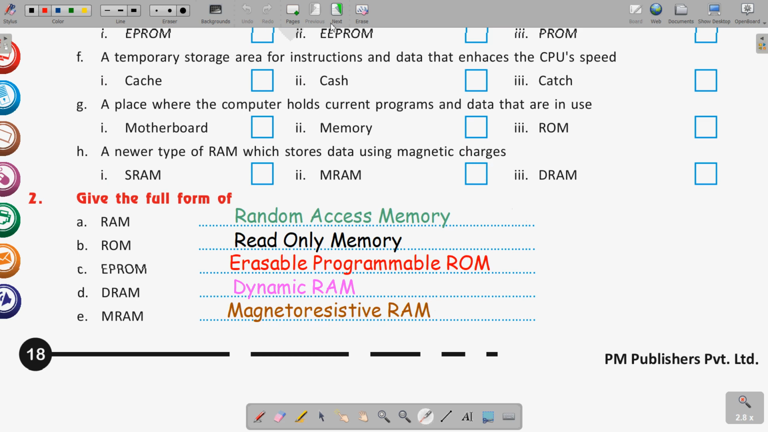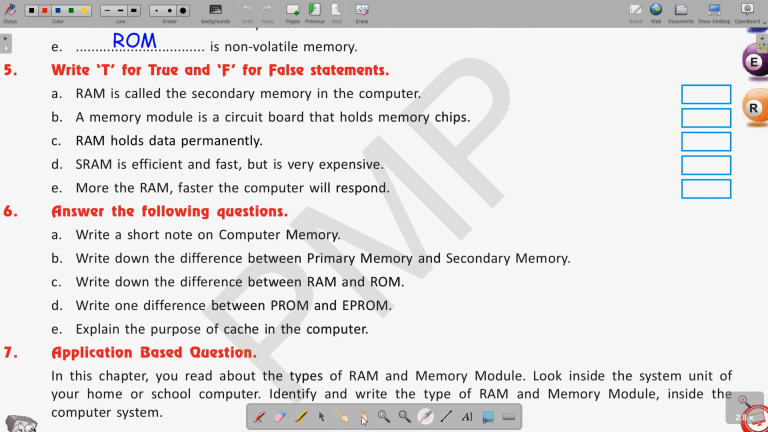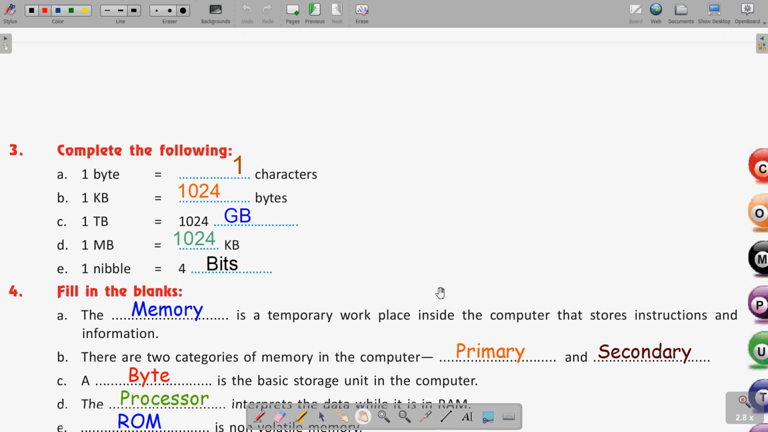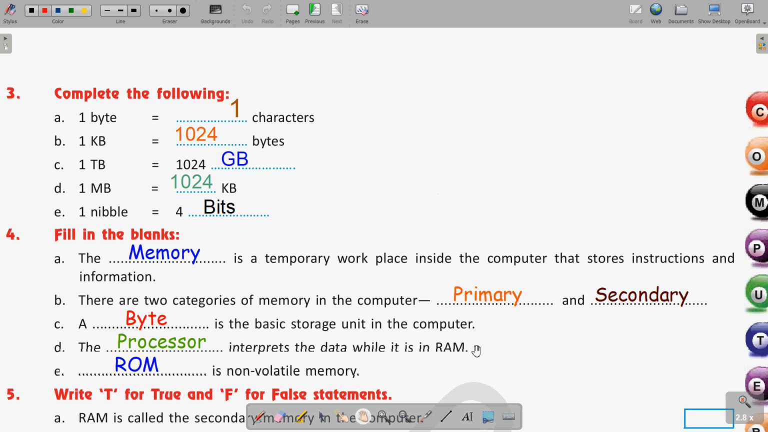Now question number 3. Let us see what is question number 3. So question number 3 is about complete the following. So initially in the initial pages of the chapter we have seen the different measurement units of the data. So here you can see the first one, that is 1 byte. So 1 byte is equal to how many characters? 1 byte is also equal to 8 bits. But if you talk about the character, suppose I am writing A, B. So these are all different characters. To represent these things also we will need 8 bits. Clear? So 1 byte is also 8 bits.